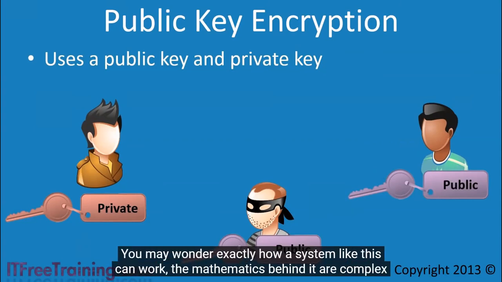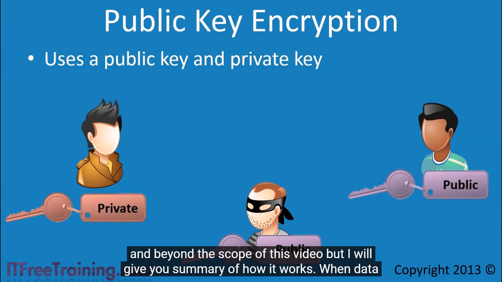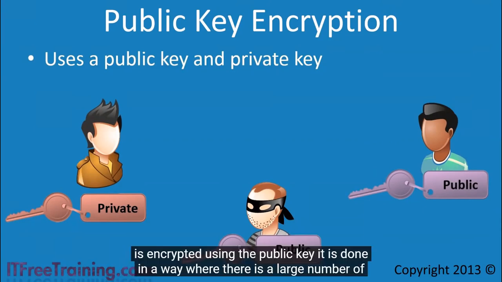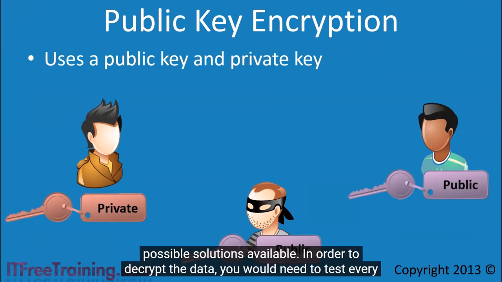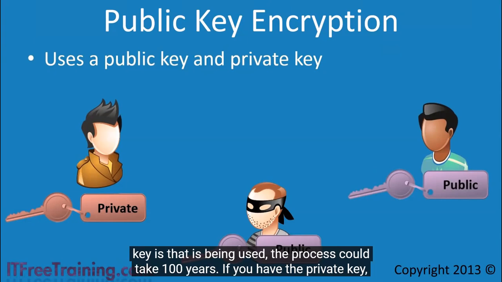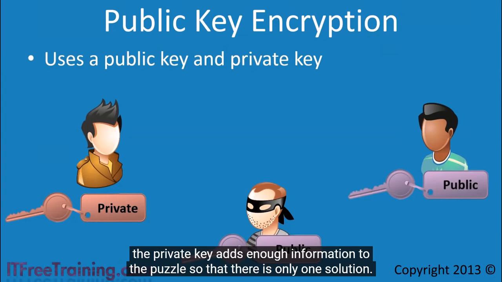You may wonder exactly how a system like this can work. The mathematics behind it are complex and beyond the scope of this video, but I will give you a summary of how it works. When data is encrypted using the public key, it is done in a way where there is a large number of possible solutions available. In order to decrypt the data, you would need to test every single solution until you find the right one. Although possible, depending on how big the key is that is being used, the process could take 100 years. If you have the private key, it adds enough information to the puzzle so that there is only one solution.